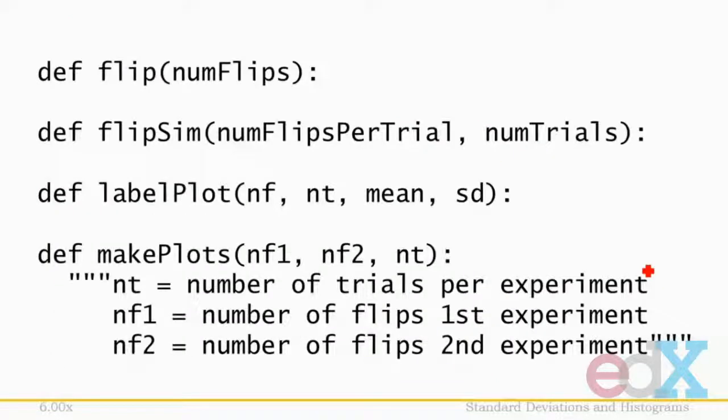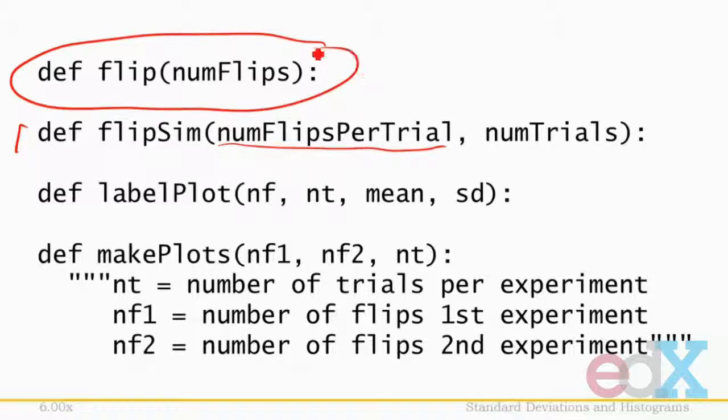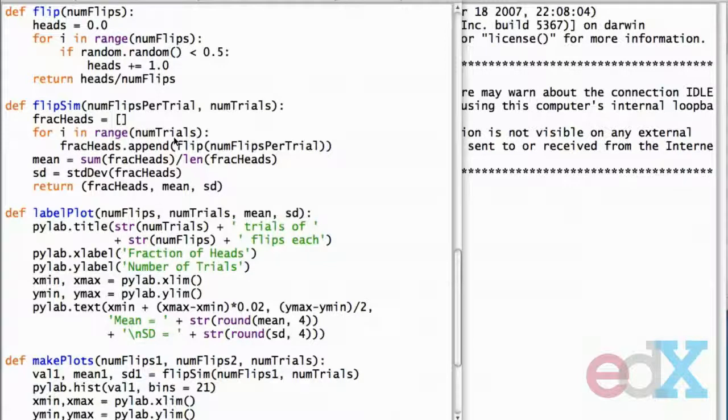As before, FlipSim simulates a number of trials with some number of flips per trial. Flip, as before, flips a coin some number of times and returns the average heads over tails ratio. Let's go look at the code. This simulation will also give you an example of how to break up code into multiple functions when writing a simulation. Flip does exactly what it has always done.